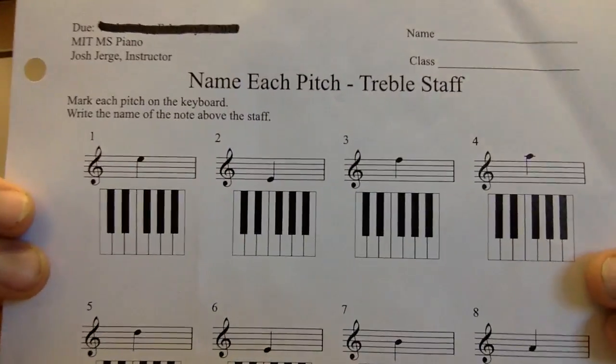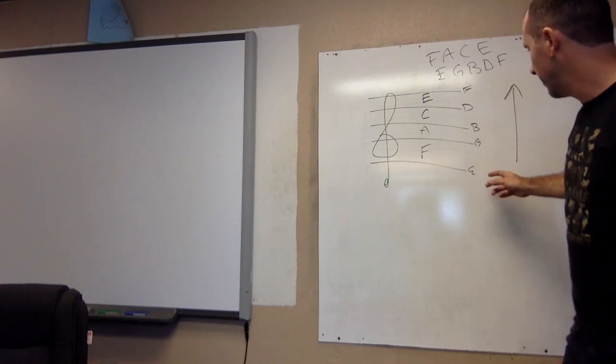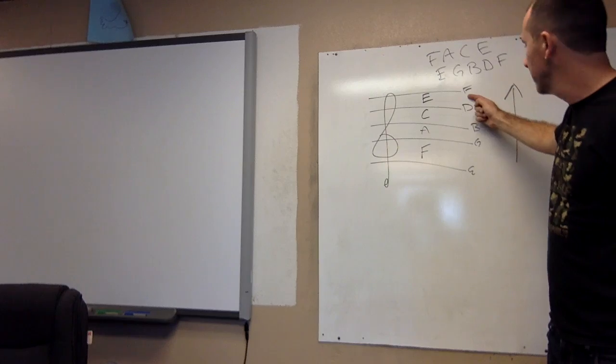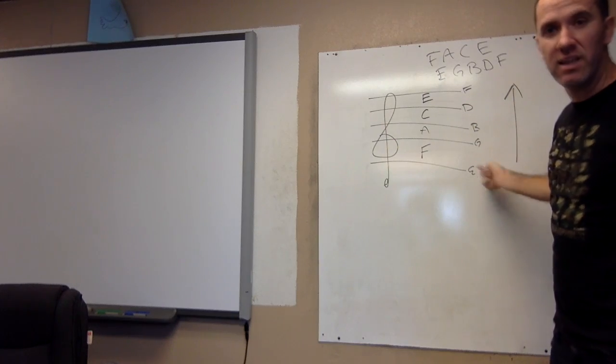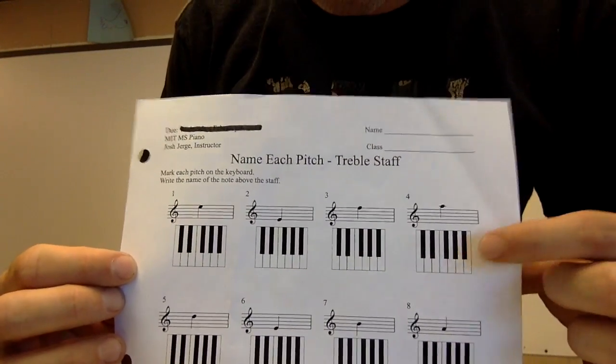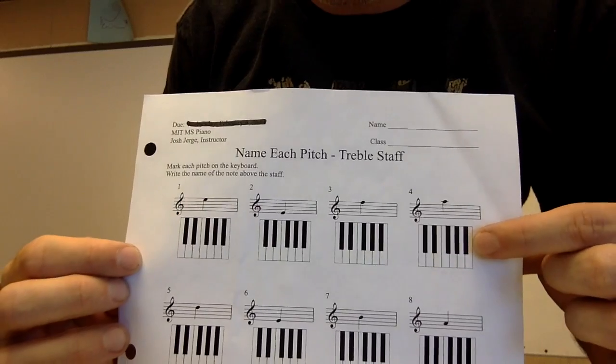Let's look at number 2. It's on the bottom line. So we know that the bottom line, we remember the lines with every good boy does fine. So the bottom line is E. Don't worry about the keyboards here. That's going to be the next part of what we learn on how to read where the notes are on these keyboards.